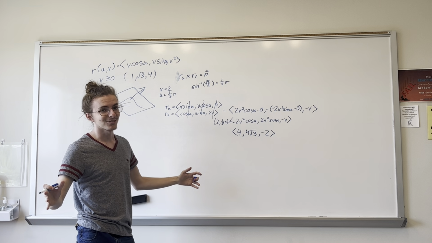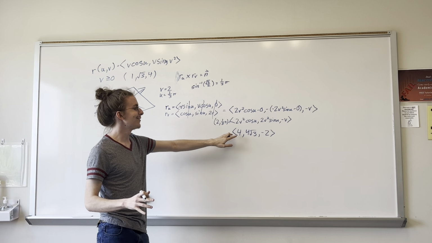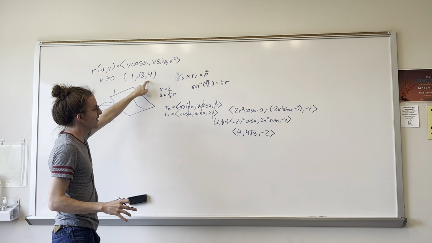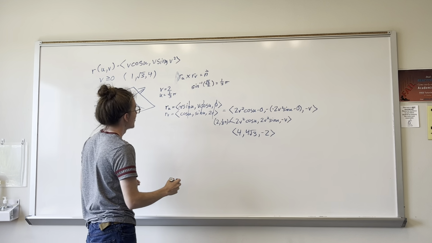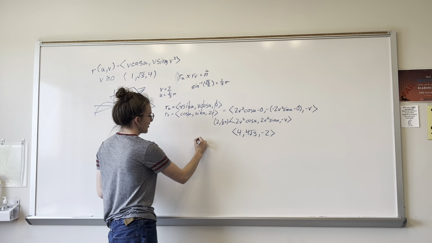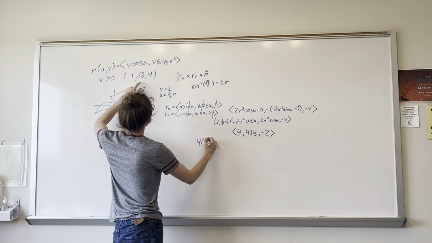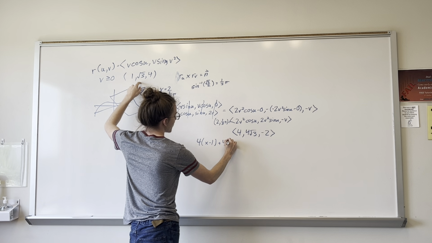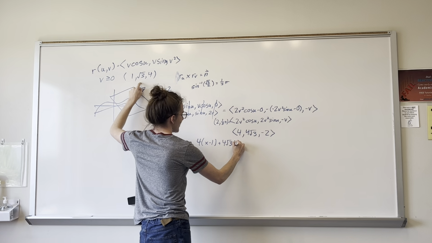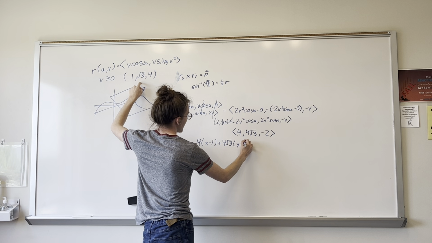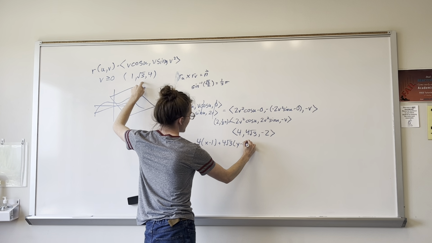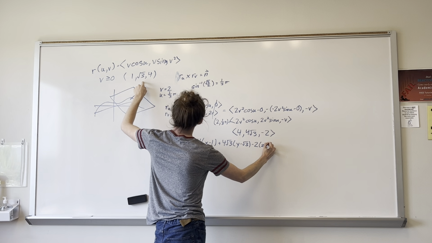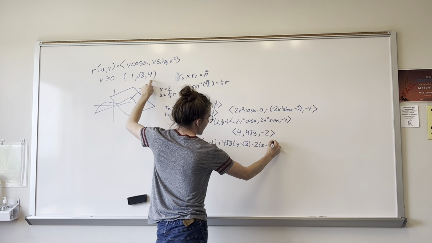So this is groundbreaking. We have the vector direction of the normal vector, and we have a point, so we can now go into the tangent plane formula of 4 times x minus 1, plus 4 square root of 3 times y minus square root of 3, minus 2 times z minus 4.